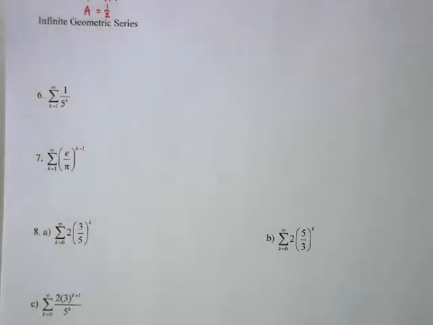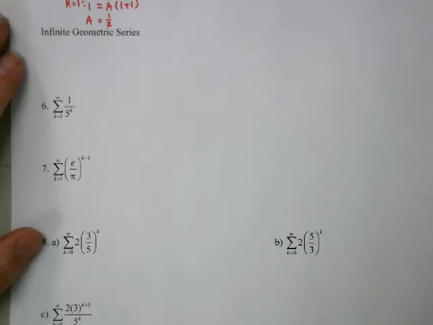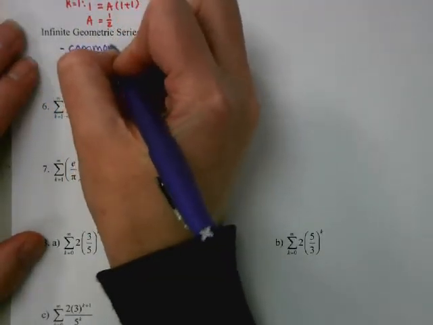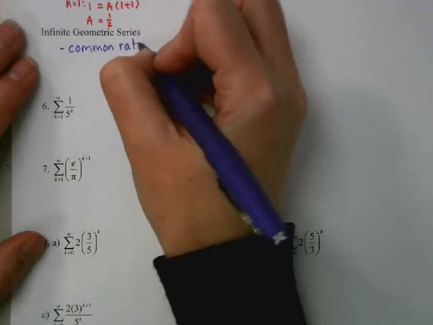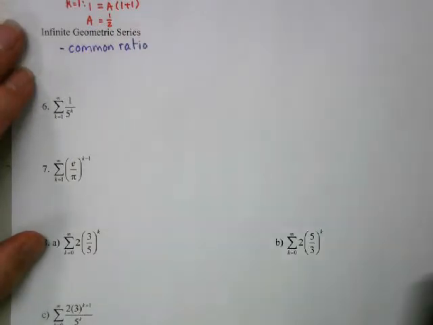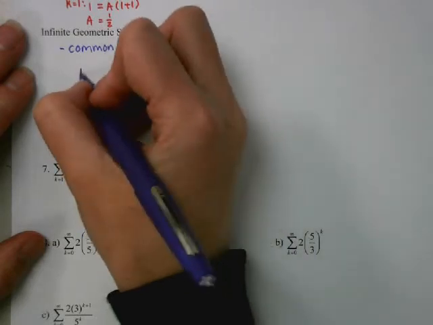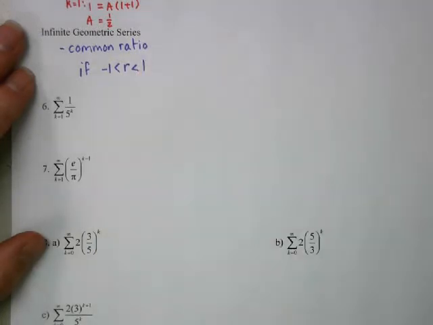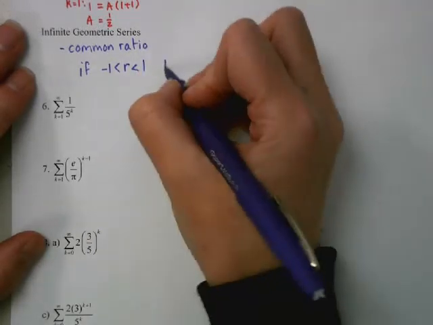All right, infinite geometric series. So an infinite geometric series has a common ratio. And we did this in pre-calculus. Okay, if the common ratio, which is r, is between -1 and 1, we can find the sum of the series.